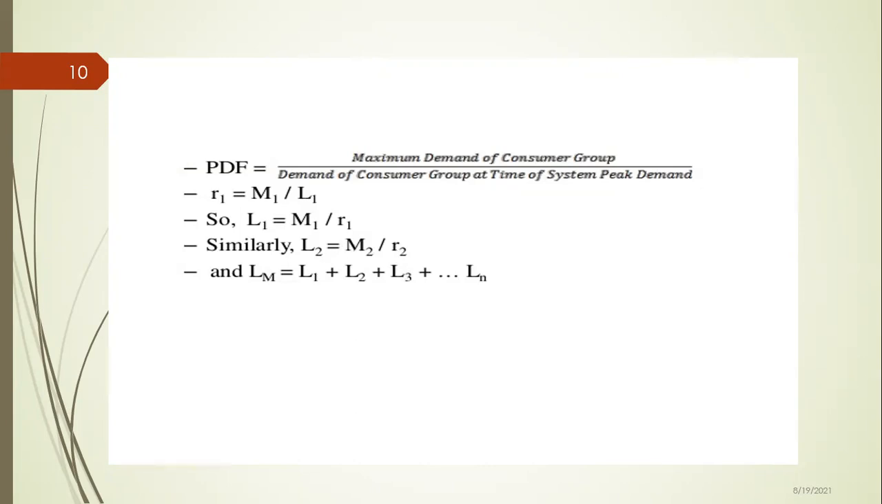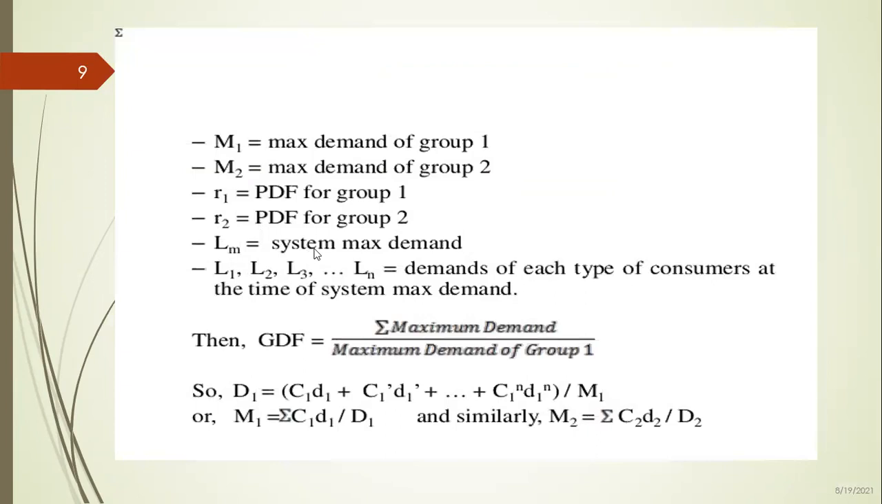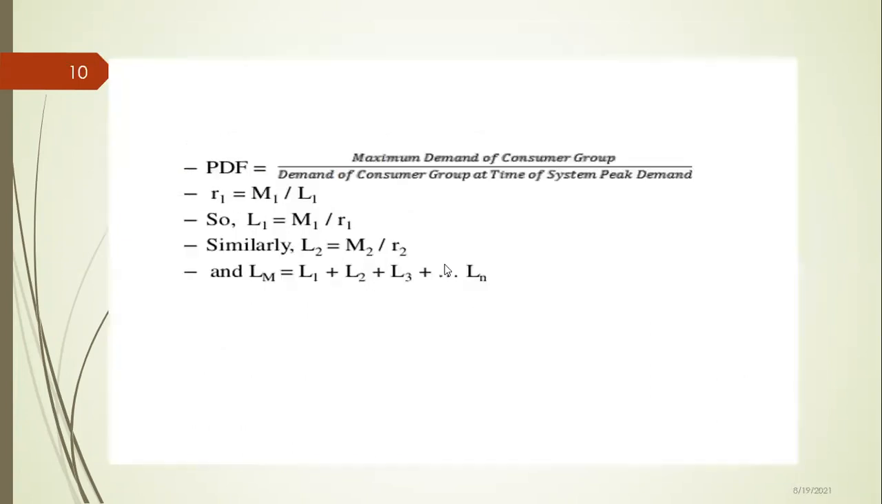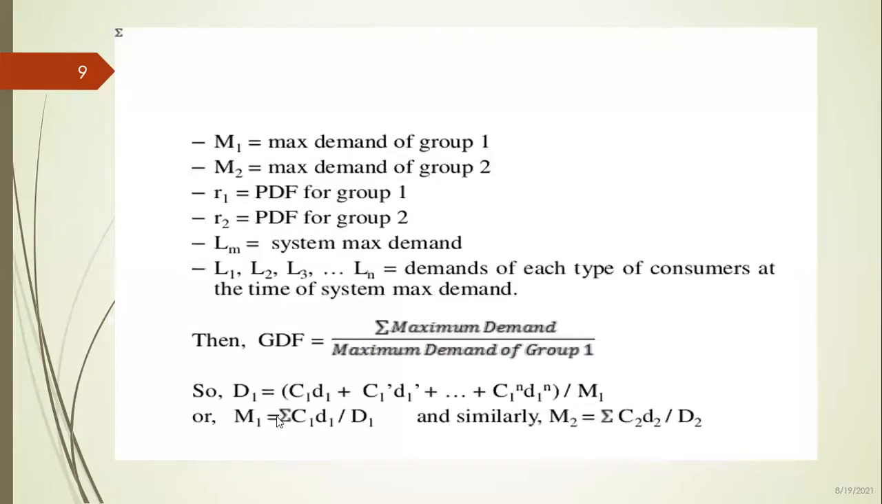And so the total system, LM, is the total system maximum demand. So when will the system's maximum demand occur? LM equals L1 plus L2, and so on, whatever the number of groups, plus Ln. So in this derivation, there come out simple formulas and their interconnections with each other, the different diversity factors, and the formula of the diversity factor with connected load and demand factors and all that.